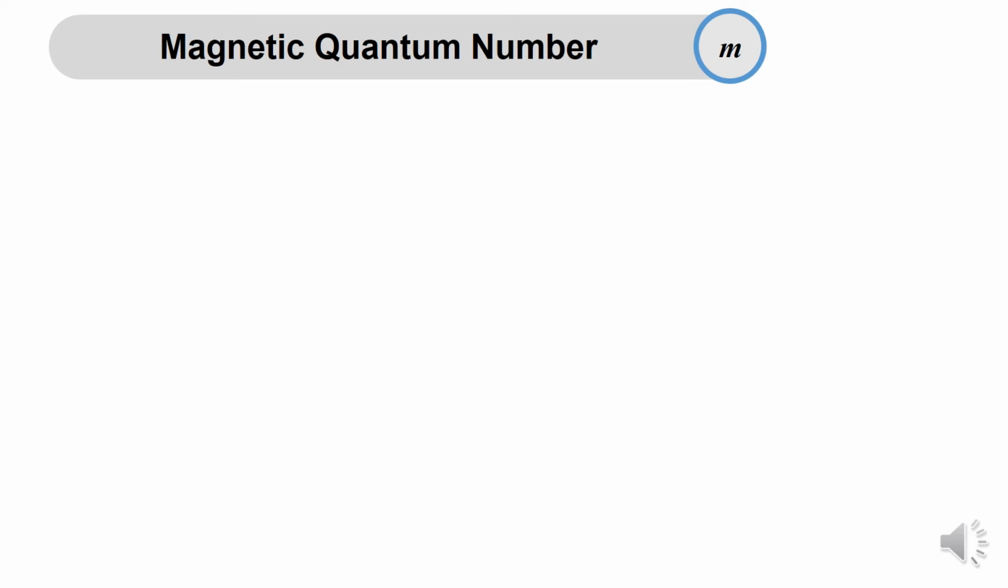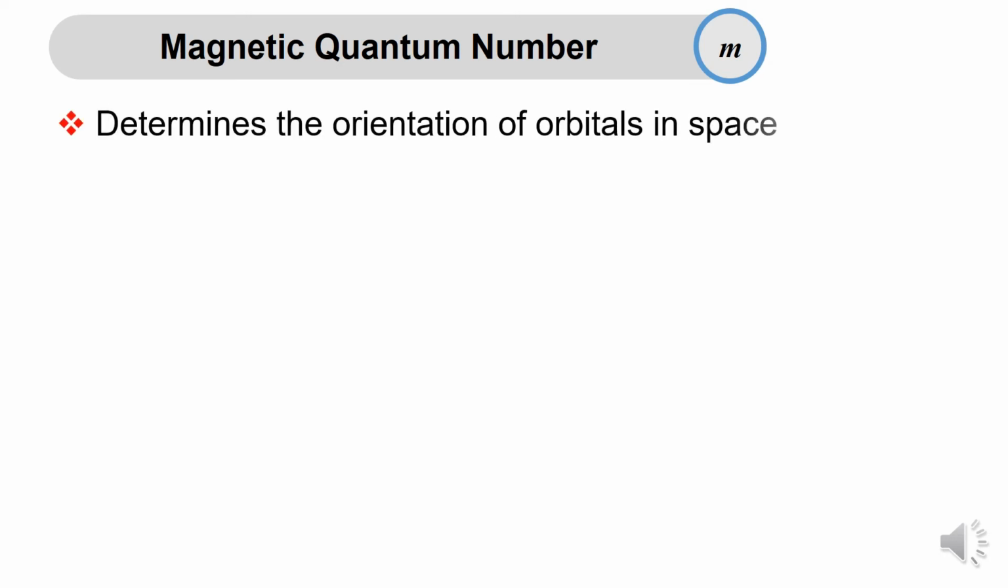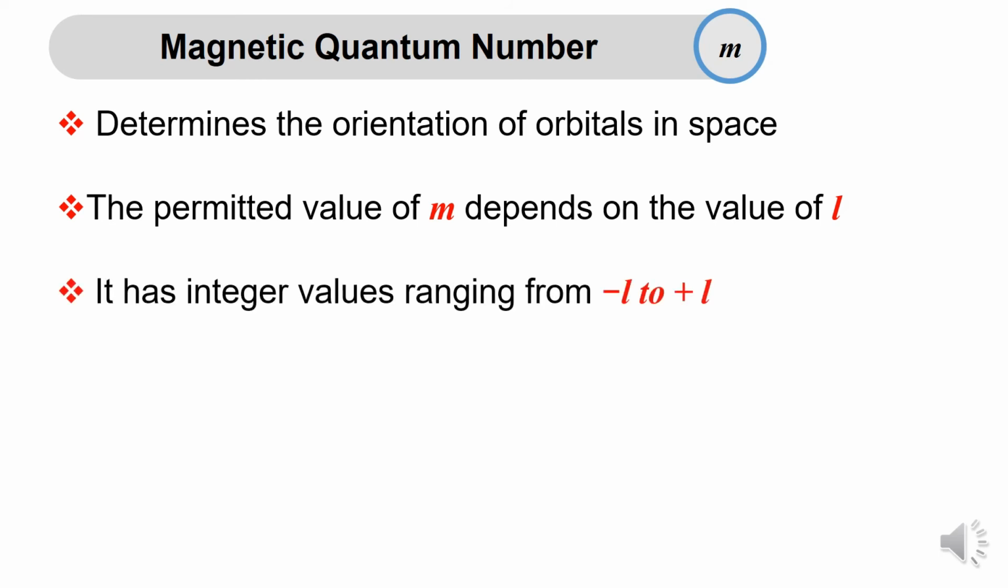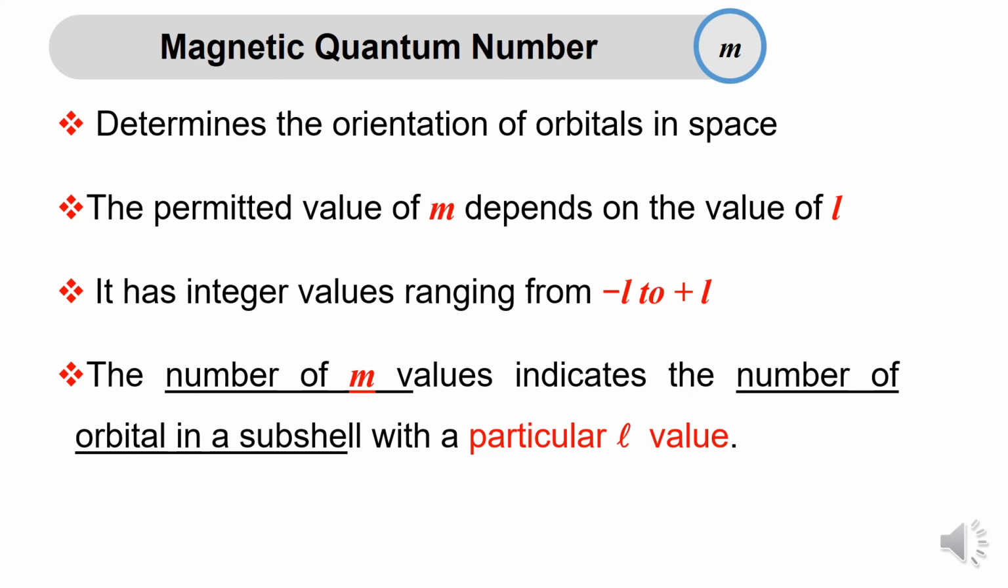Magnetic quantum number M determines the orientation of orbitals in space. The permitted value of M depends on the value of L. It has integer values ranging from negative L to positive L. The number of M values indicates the number of orbitals in a subshell with a particular L value.